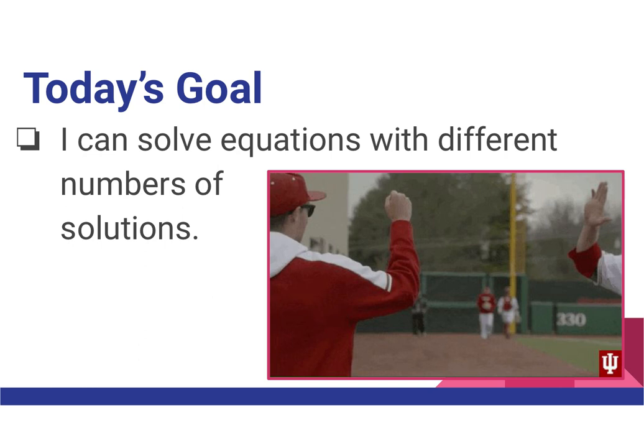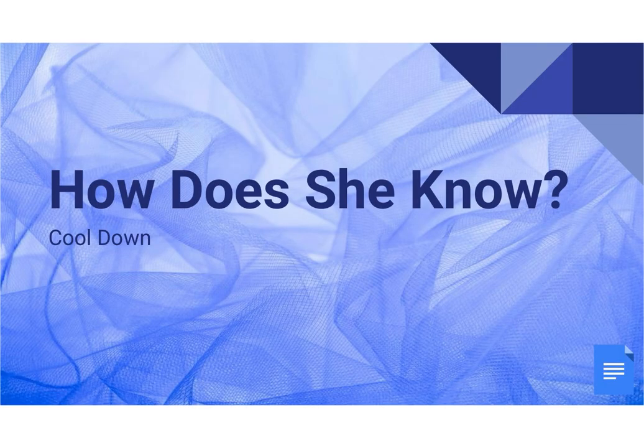So again, today's goal was for us to look at different equations and to be able to determine the number of solutions. And we only solved one equation out of the 3 that we were given, right? We looked at the structure. We looked at what that equation had in it. We looked at the coefficients. We looked at the constant terms, and that helped us determine which of them had no solutions, one solution, or infinitely many solutions. So we've reached the end of our lesson.